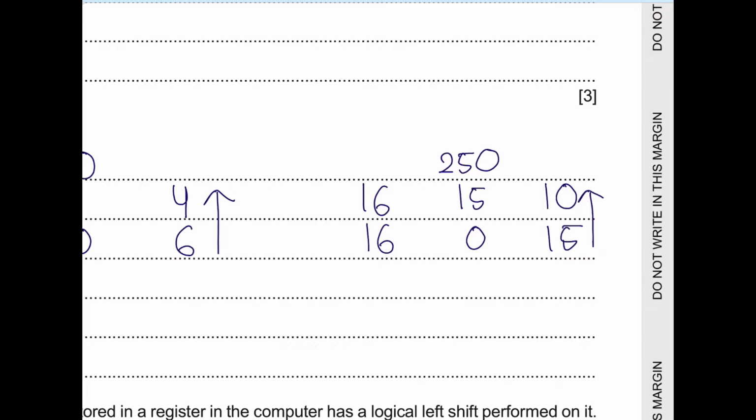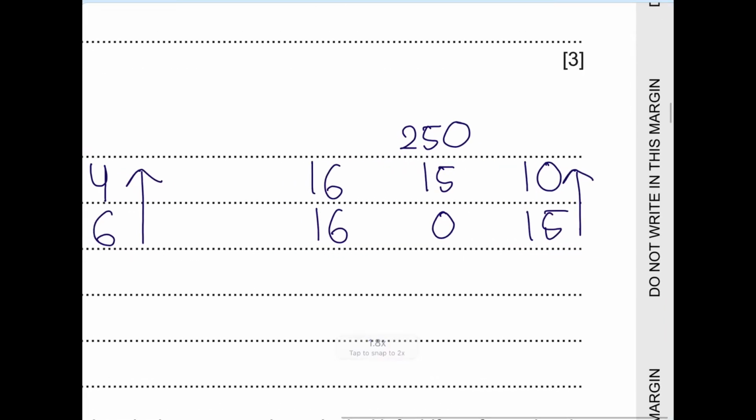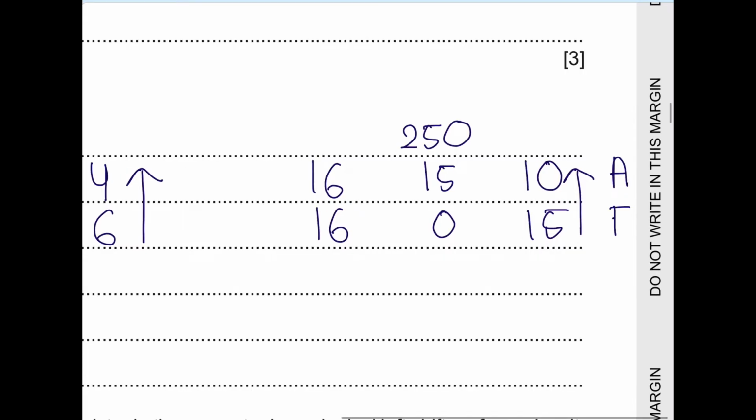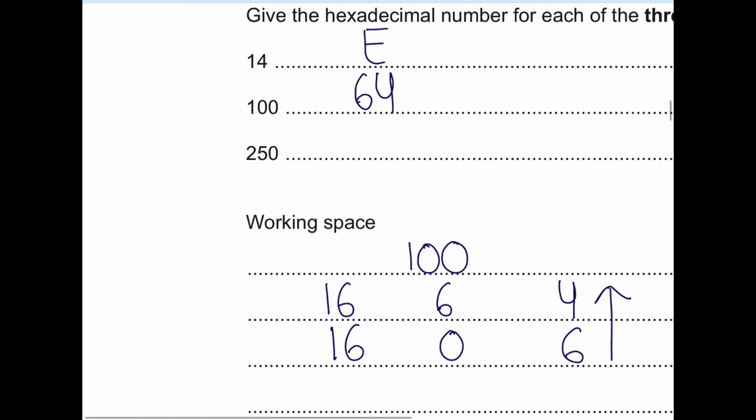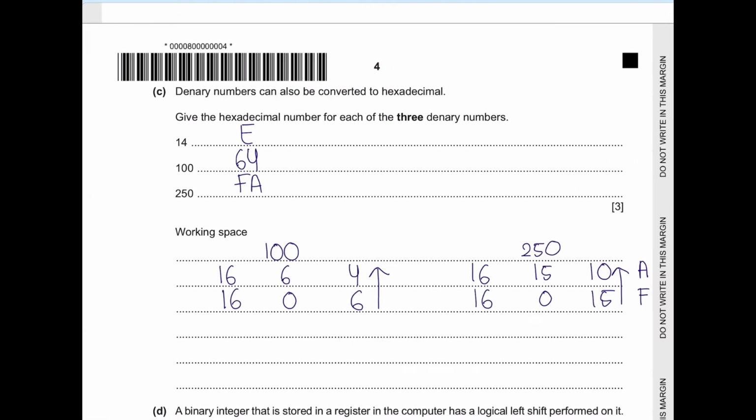Now, it would be written in this order, but since 15 and 10 are two-digit numbers, we're going to write them in this way. The 10 is going to be A, because A is 10, B is 11, C is 12, D is 13, E is 14, and F is 15. So we're going to write it as FA. I hope this is clear. This is the working for you all.